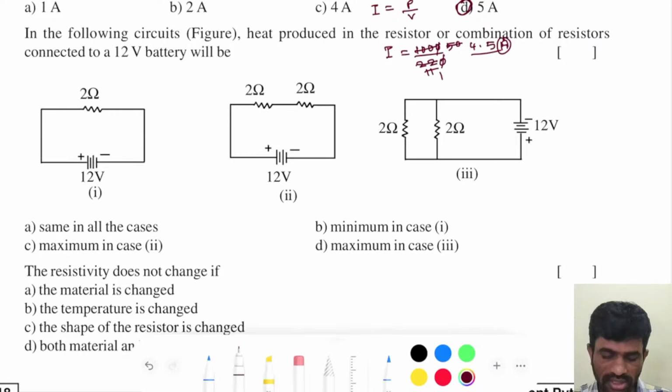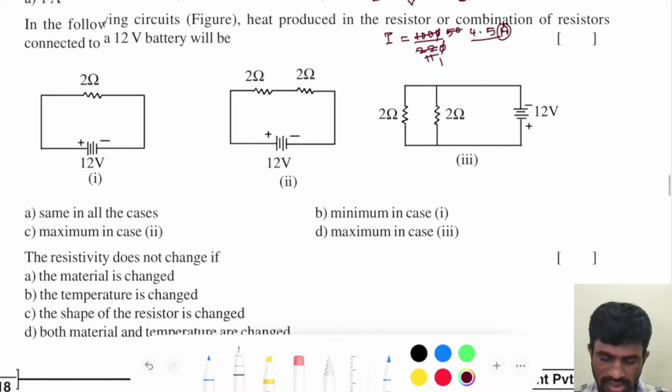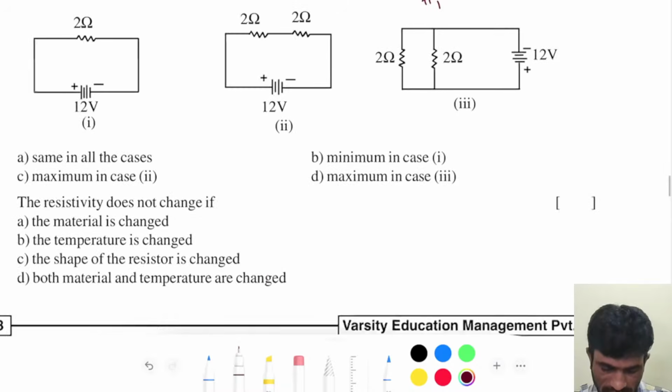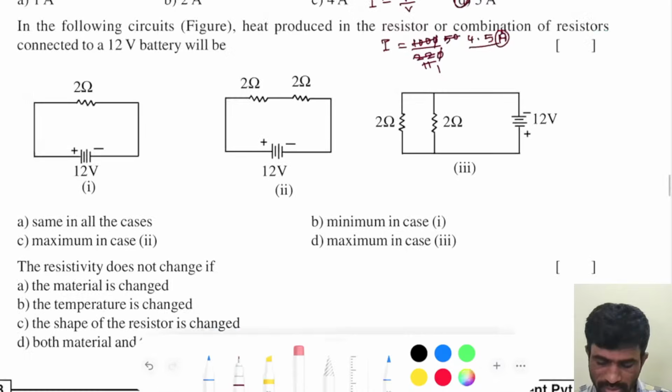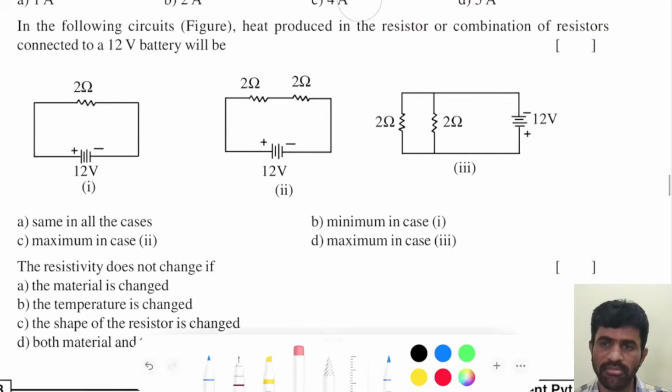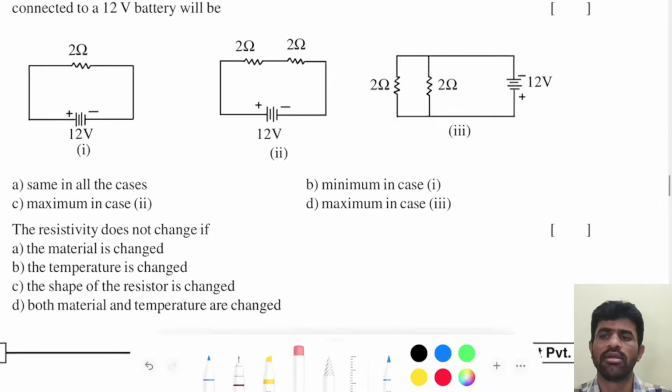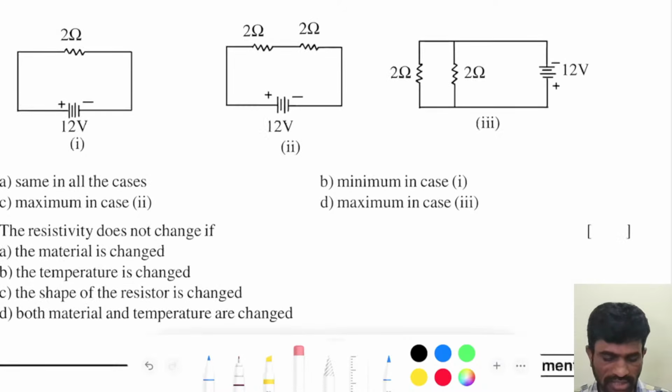Okay. Now in these three circuits, you have to decide where the heat produced is maximum or minimum. So how do we decide in which circuit it is maximum or minimum?